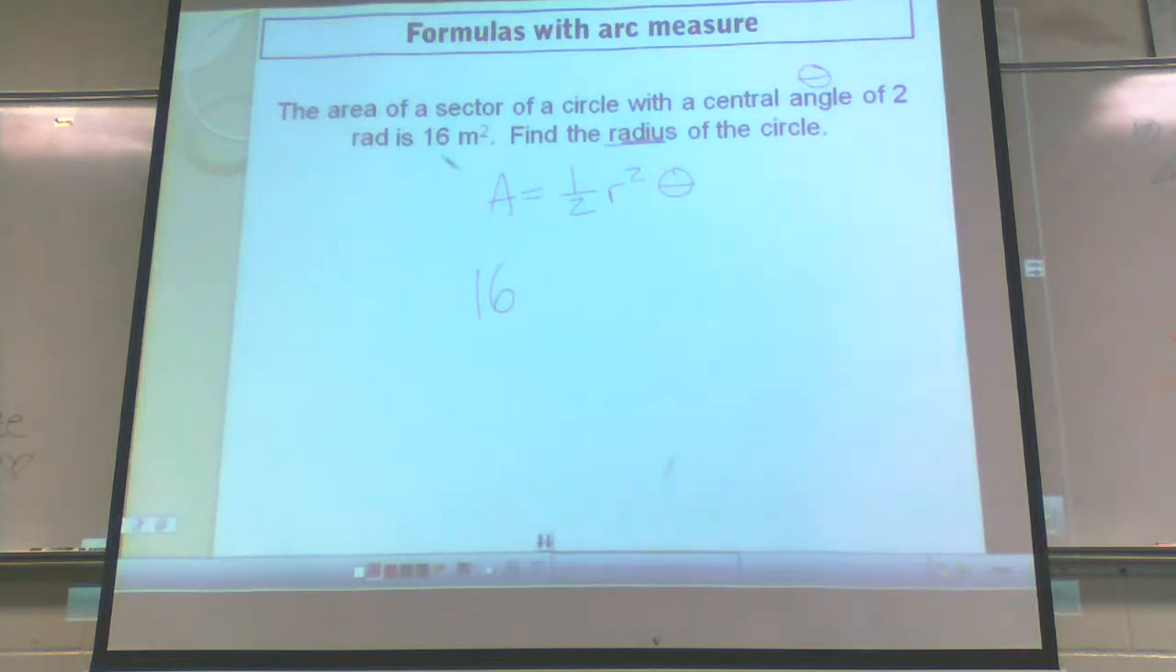16 goes there, that's the area. That's what they tell us to do. 1/2 r squared times 2. This 2 is the theta. Theta is 2 radians. So this actually becomes a fairly easy problem with it being 2 instead of 2 pi, because you'll get 2 times 1/2 just becoming 1. You get r equals 4.